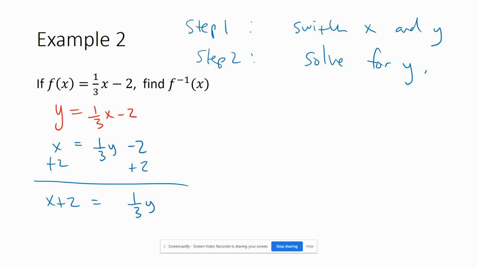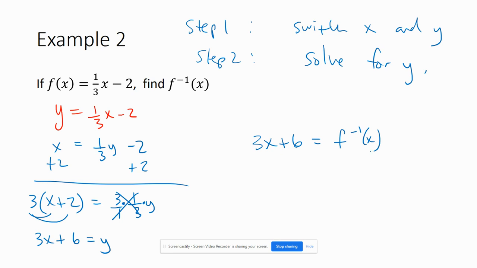Now, how do we undo 1/3 times y? You might be thinking, well, we could divide by 1/3, but that's the same thing as multiplying by 3 over 1. I think that's a little bit easier. So we multiply this side by 3 over 1, which is just 3. Then this all cancels out, and we distribute: 3x plus 3 times 2. Okay, and that's our inverse. 3x plus 6 equals y, or we could say f inverse of x. We don't want to say f to the minus 1. That's not how you say it. It's f inverse of x.